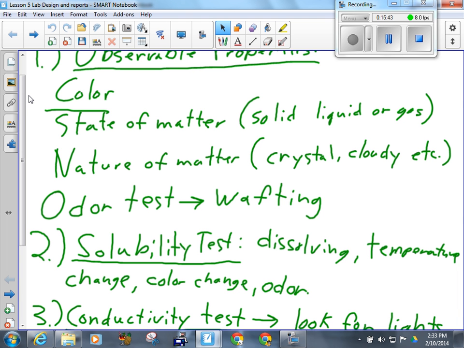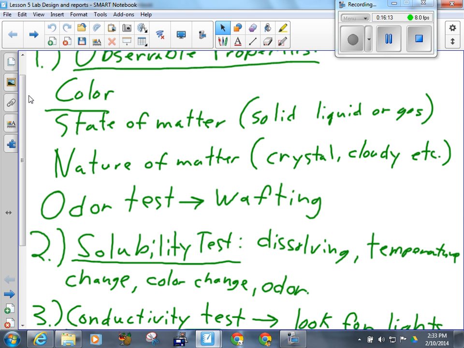Wafting test means you hold it at arm's length and gently do this. There's really only one material out of all 11 where odor is the identifying feature. So most of the time you're going to do this and not smell anything. If you don't smell anything, that doesn't mean get closer and sniff harder. It just means it doesn't smell. The ones that smell are obvious, and you will be able to smell them by doing the proper wafting. Everybody with me on that?